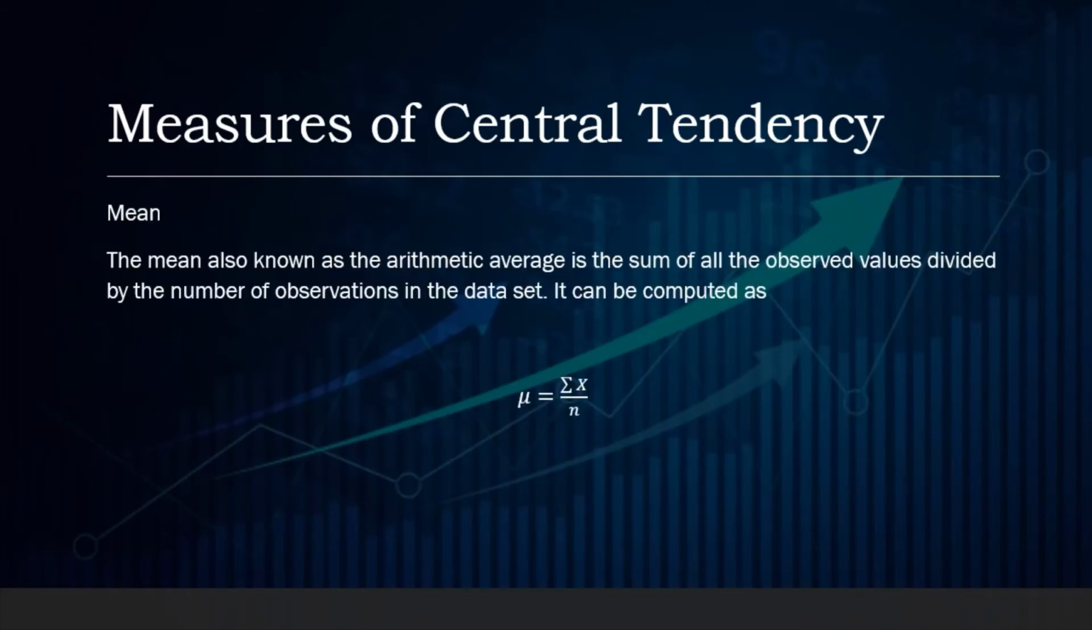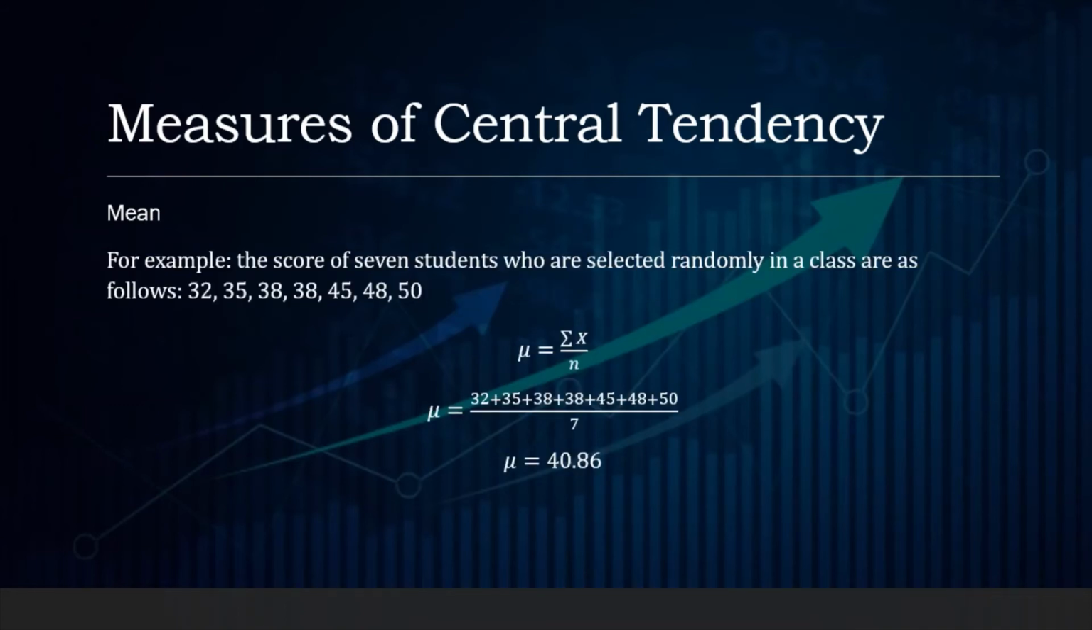Mean. The mean, also known as the arithmetic average, is the sum of all the observed values divided by the number of observations in the dataset. It can be computed as mean equals summation of x divided by n. For example, the scores of 7 students who are selected randomly in a class are as follows: 32, 35, 38, 38, 45, 48, and 50.